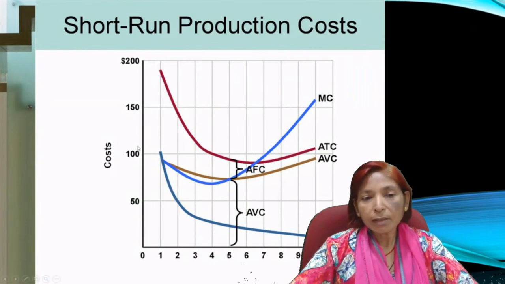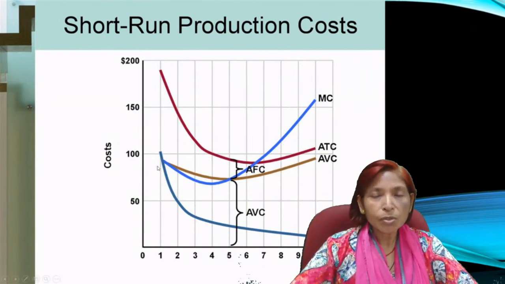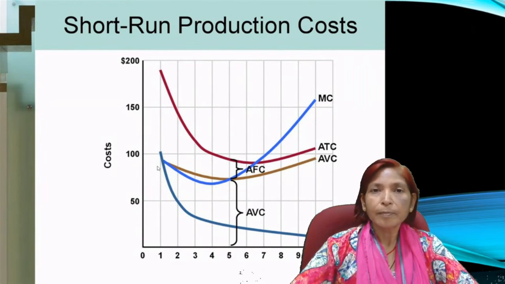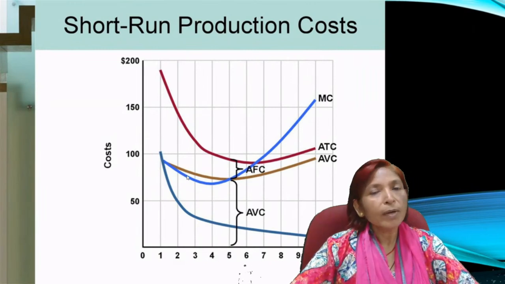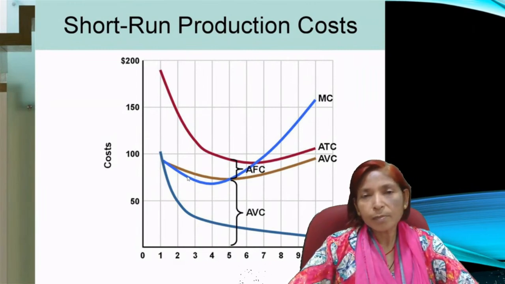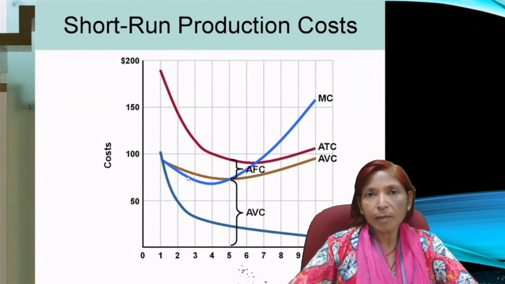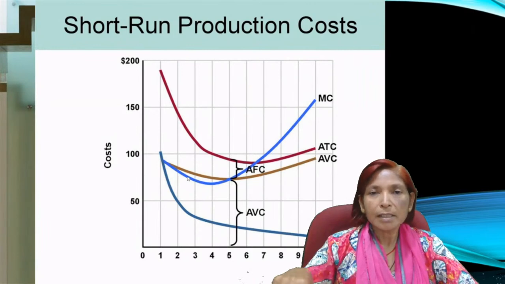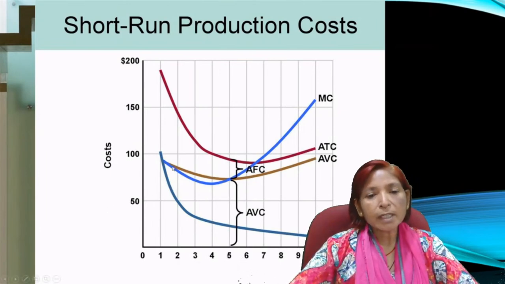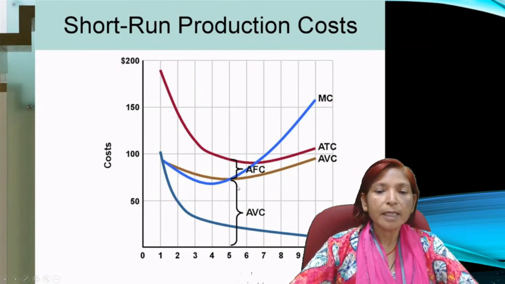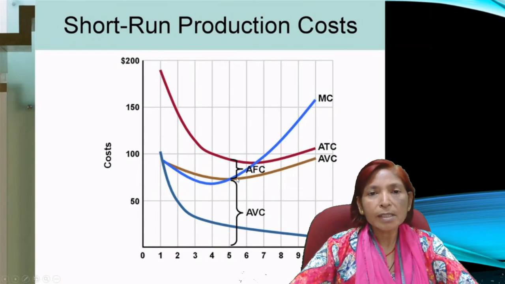Now next is the marginal cost curve. The marginal cost curve is also a U-shaped curve, and it always intersects the average total cost curve and average variable cost curve at its lowest point, where average cost is minimum, where average variable cost is minimum. MC always cuts AC and AVC at its minimum point and then starts rising. MC in the beginning is falling, after that MC starts rising. So the MC curve is also a U-shaped curve, and it intersects AC and AVC at its lowest point.